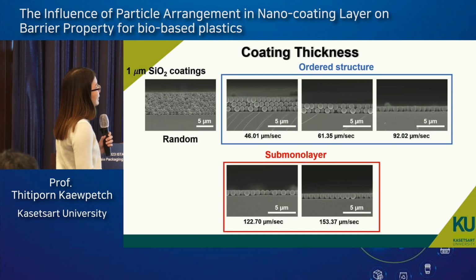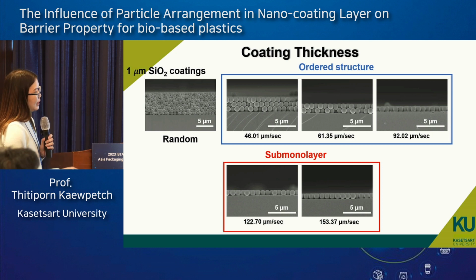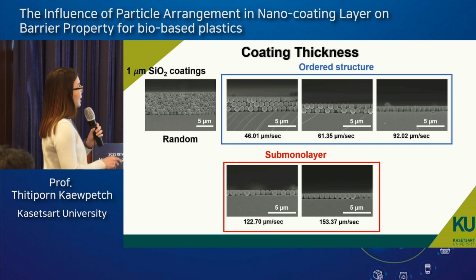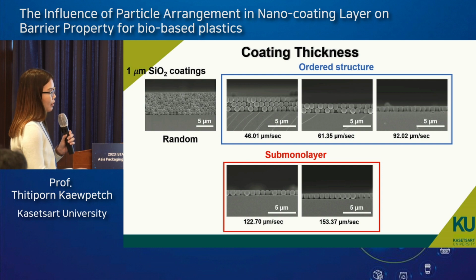When we use this technique and increase the coating speed, the thickness of the layers also changes. It will decrease the thickness of the coating layers. The maximum thickness for the ordered structure that we can get is around 3 microns. If we have more than 3 microns, it will form some cracks.